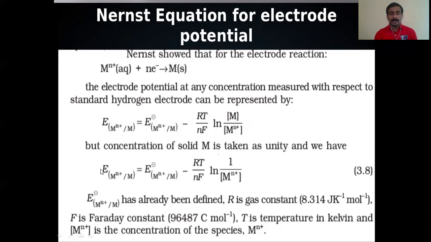So electrode potential, you know what is electrode potential? Last year we discussed it. Faraday constant is 96,500 coulombs, or accurately 96,487 coulombs per mole. It is the Nernst equation for electrode potential.